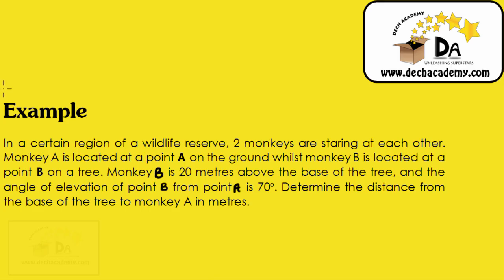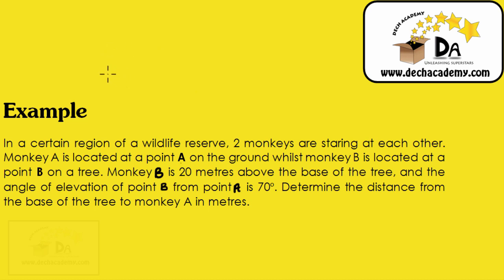Here's a final example question on the topic of angles of elevation. So here we have the following. In a certain region of a wildlife reserve, so a wildlife reserve will be a place where you can find a variety of animals. It says that two monkeys are staring at each other. Monkey A, the first monkey, is located at a point A on the ground.